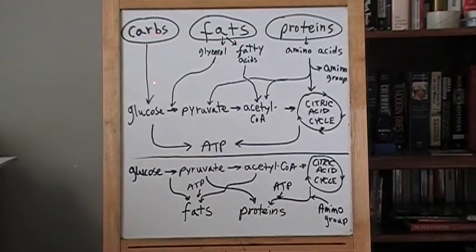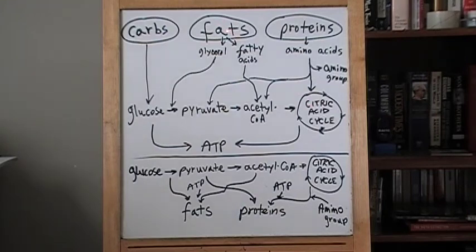We've seen how carbohydrates can be used to form ATP, but it's also possible to use other kinds of foods besides glucose, besides carbohydrates, to generate ATP, and that's because the fats and the proteins can be broken down and then used as intermediates in these pathways that we've described.